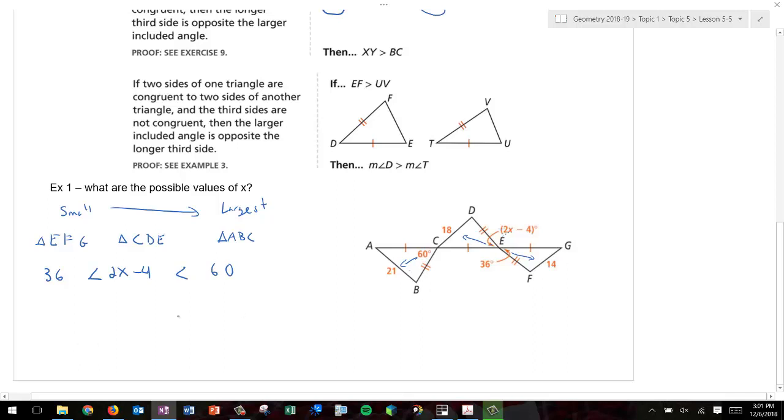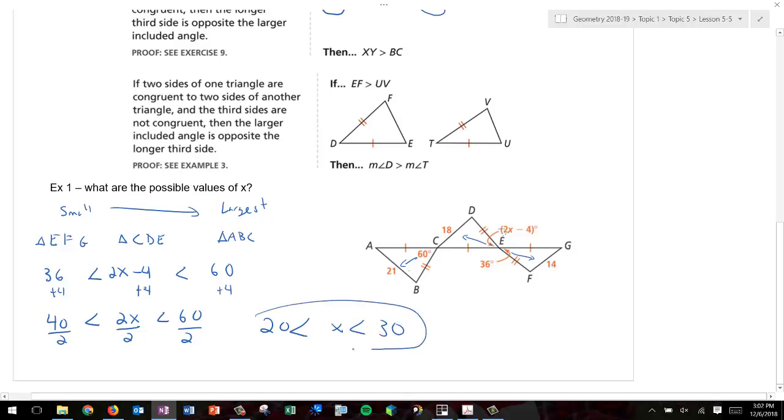So we end up setting up this double inequality, which I know you've worked with in the past. If you don't remember how to solve this, I'm going to solve it algebraically as I would any other problem. I'm going to add 4 to both sides, but in this case, I'm going to add 4 to all three sides. So I've got 40 is less than 2x is less than 60. And then I'm going to divide everything by 2. So I have that 20 is less than x, which is less than 30. In other words, our possible values for x are anything that's greater than 20 and less than 30.